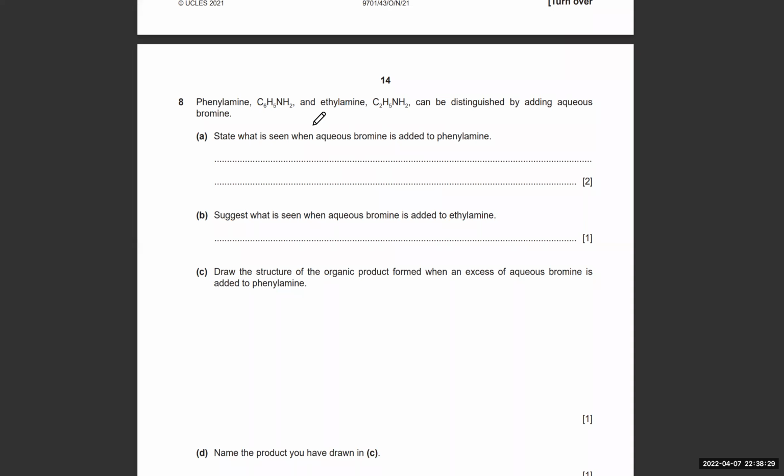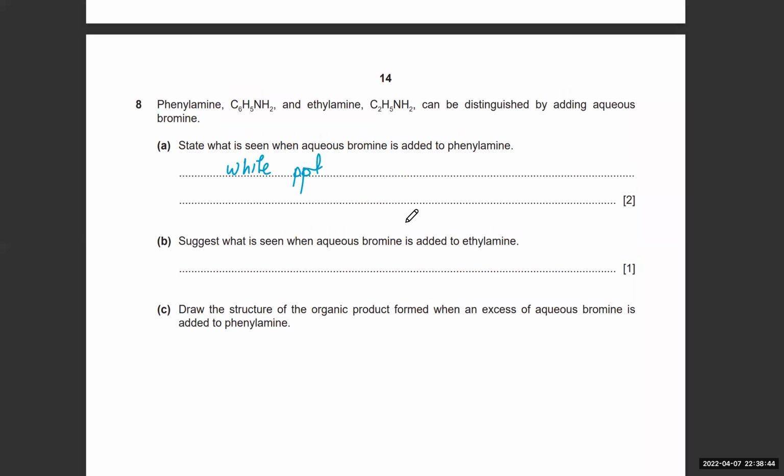So the first one, state what is seen. That's a white precipitate. Suggest what is seen when aqueous bromine is added to ethylamine. I don't think anything is seen. When aqueous bromine is added to ethylamine, nothing should be seen. There is absolutely no reaction.